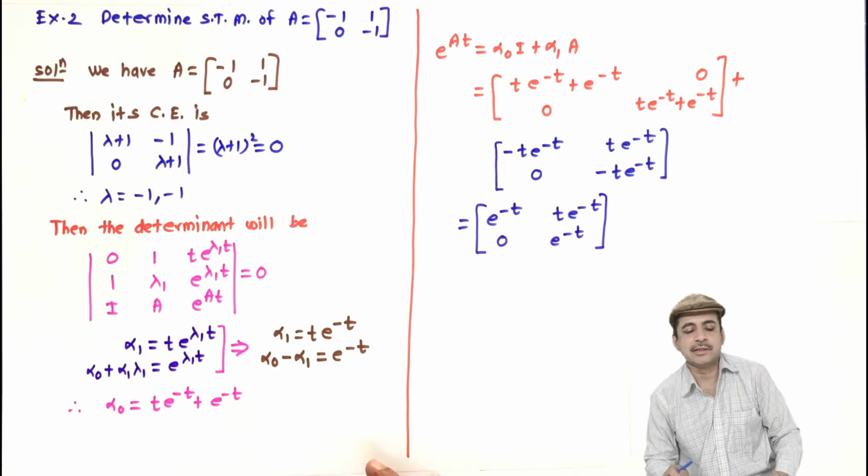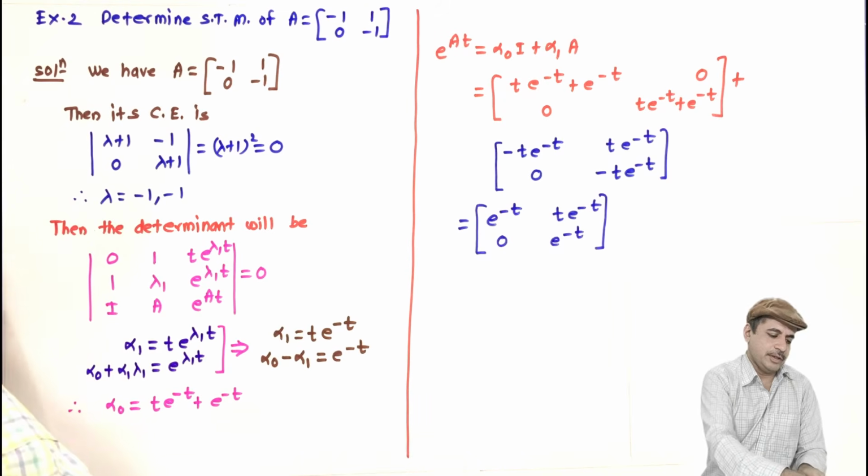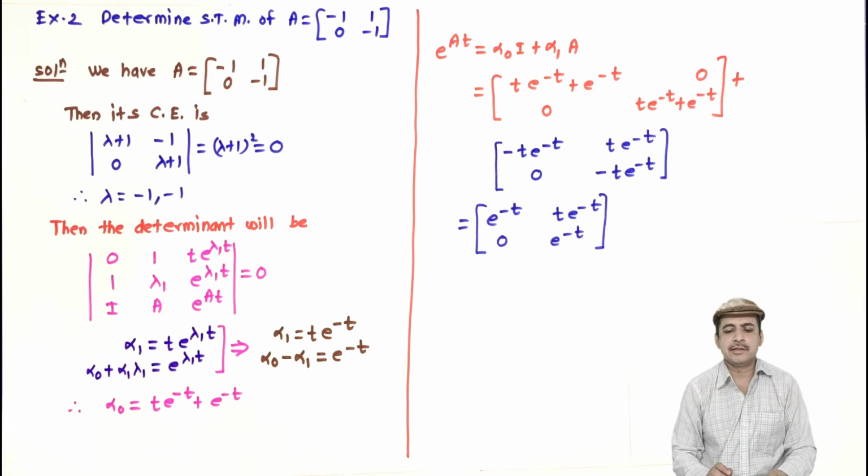So we have got the same answer. So in this lecture we have seen the second approach to find out the state transition matrix. In the next lecture we will see another method.